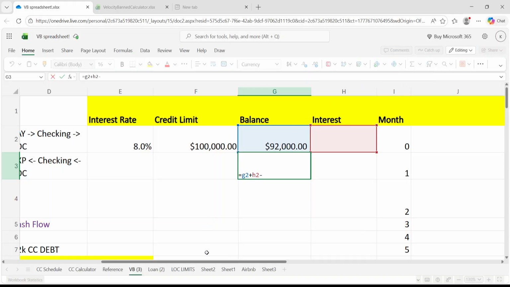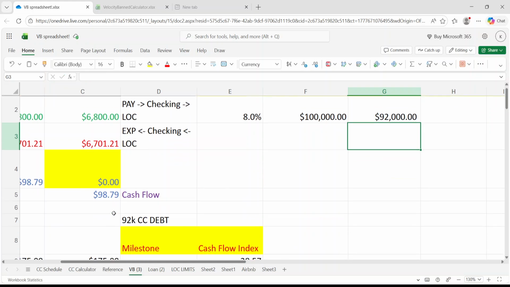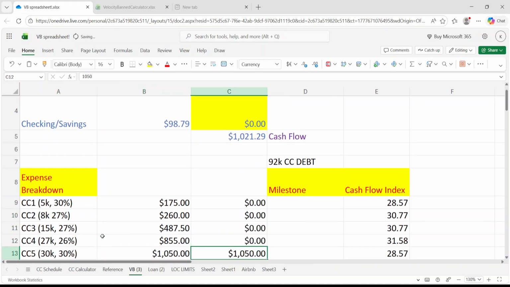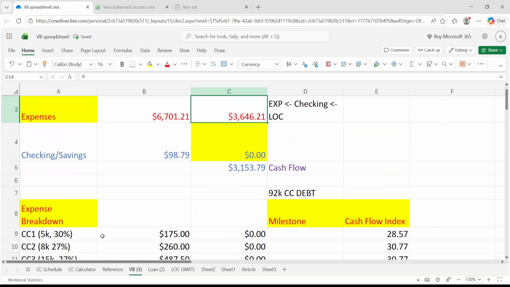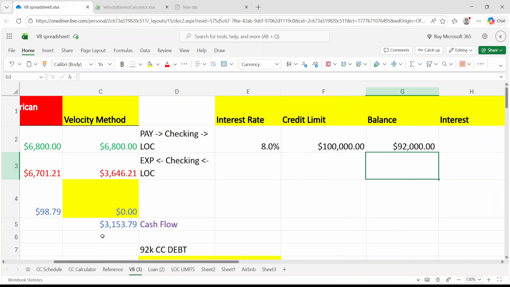And then what's our cash flow? Our cash flow is, oh, you know what? I didn't even update the cash flow, because after we transfer the debt, guess what happens to these payments here? Zero, zero, zero, zero, zero. And so now we go from $98 to $3,153.79. Then we calculate the next month's balance, which is the previous month's balance plus the previous month's interest minus the cash flow, so 3153.79.